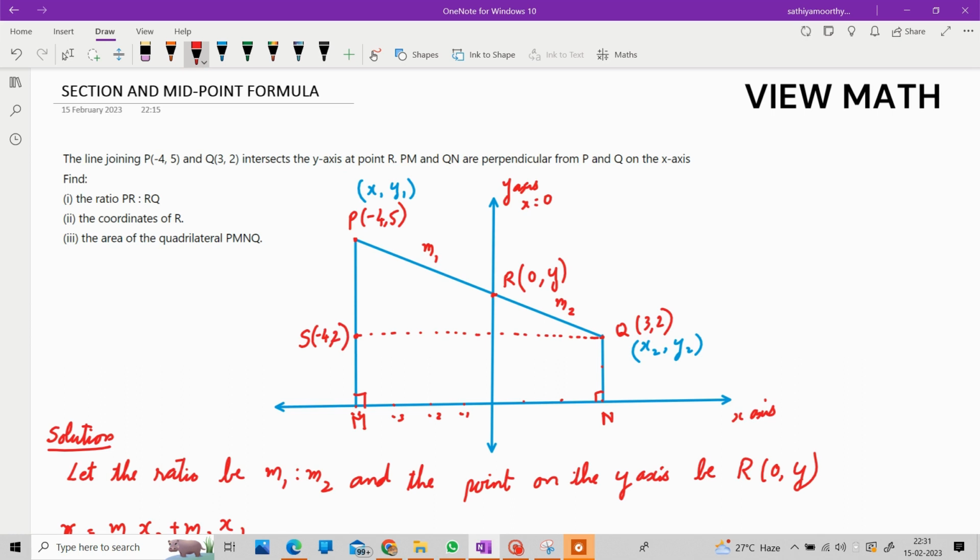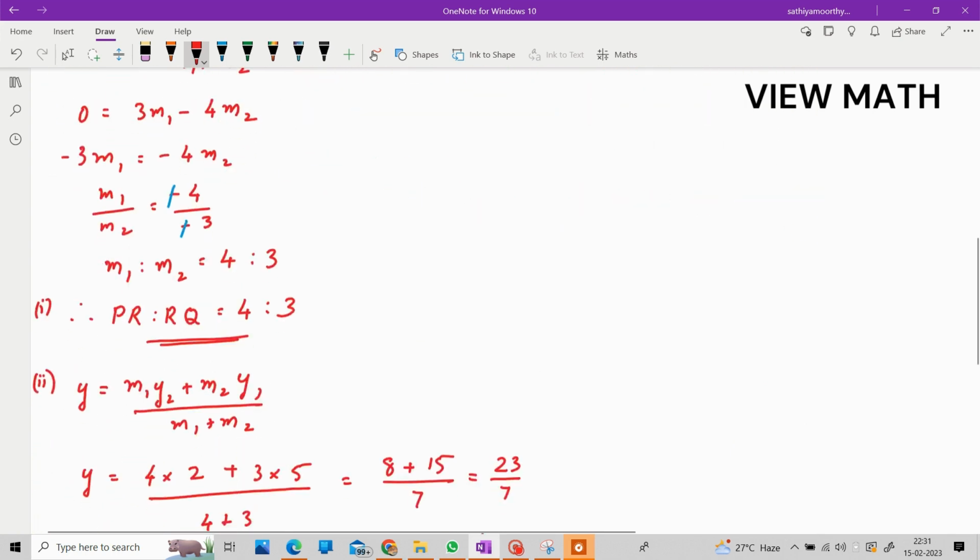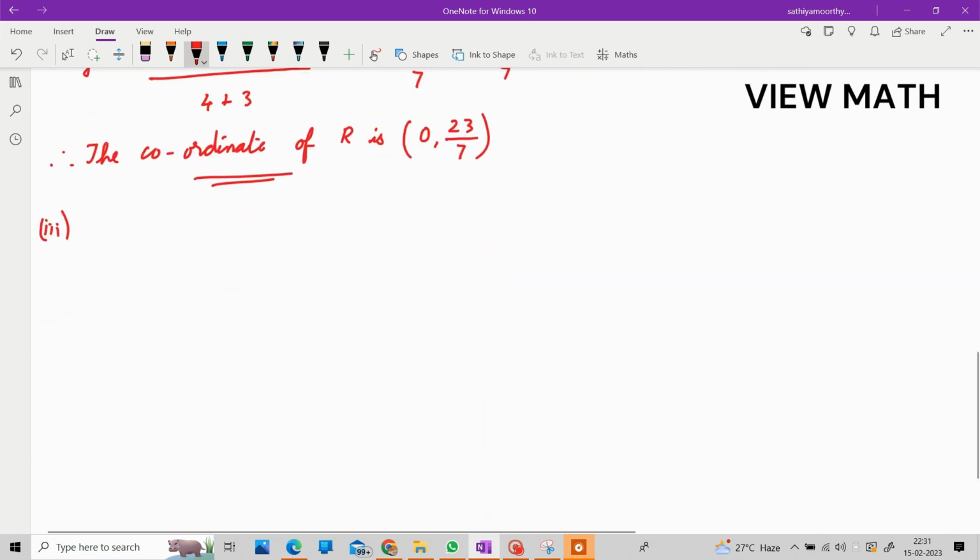So I have divided the quadrilateral into two. One is a right angle triangle and the other is a rectangle. PSQ is a triangle and SMNQ is a rectangle. Now I have divided the quadrilateral into two shapes, now I need to find out the area of the quadrilateral.